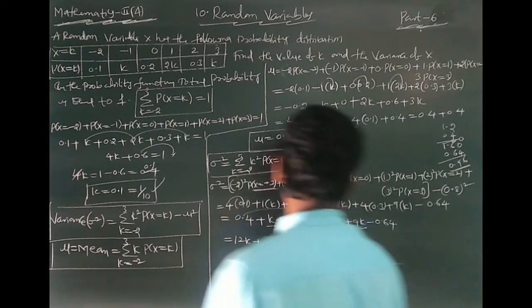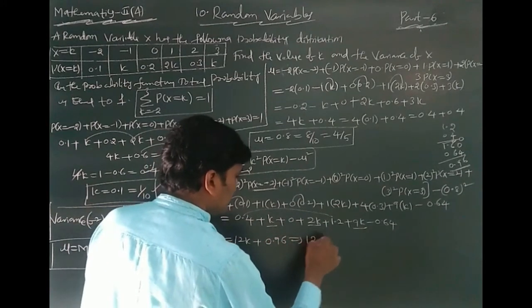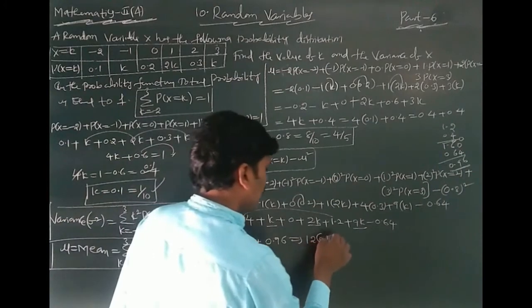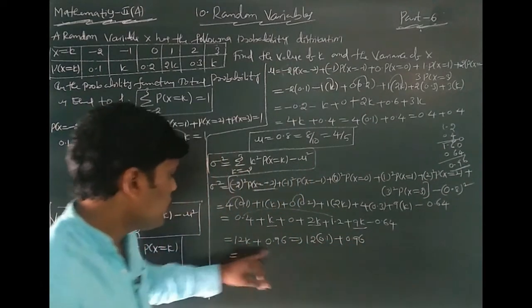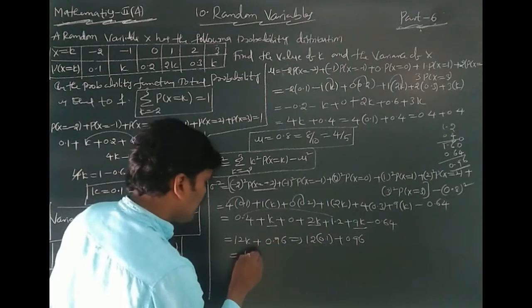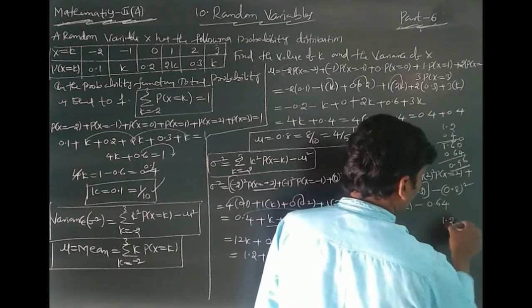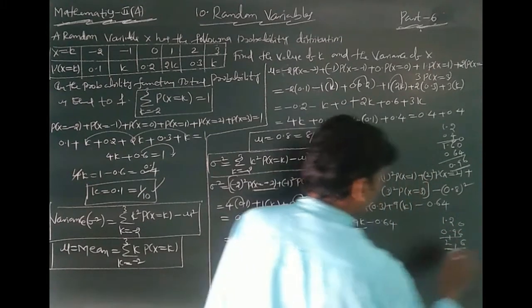0.96, that is plus 12 into, what is the value of k? The k value is here 0.1. 0.1, plus 0.96, you can write here 12 into 0.1, 1.2, plus 0.96. 1.2 plus 0.96, you get 2.16. How much?